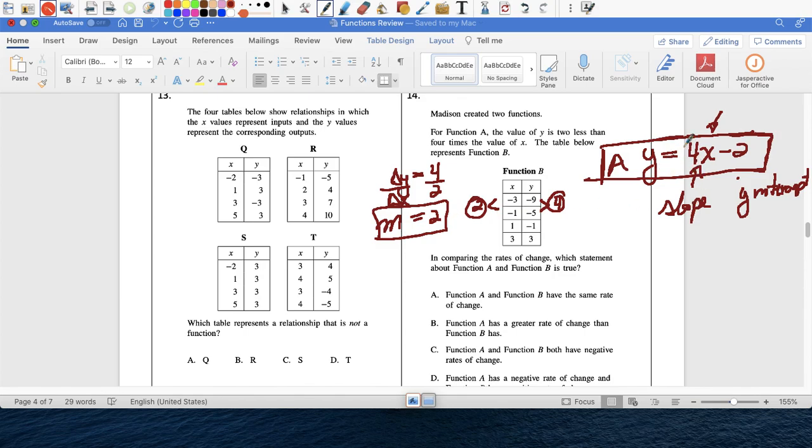The slope for function A is 4. So now let's read it. Function A and B have the same rate of change. Nope. Function A has a greater rate of change than function B. Yes, the rate of change is 4, and the rate of change for function B is 2. So that looks good. Function A and function B both have negative rates of change. Not true. This is a positive 4 and this is a positive 2. And function D has a negative rate of change. Well, I'm not going to even read the rest. So B is the correct answer.